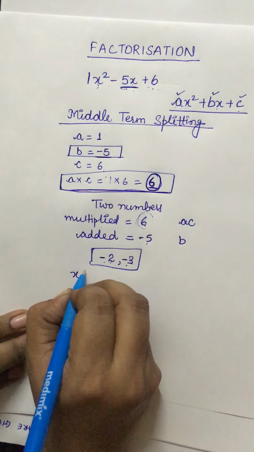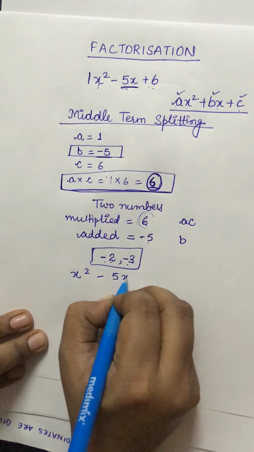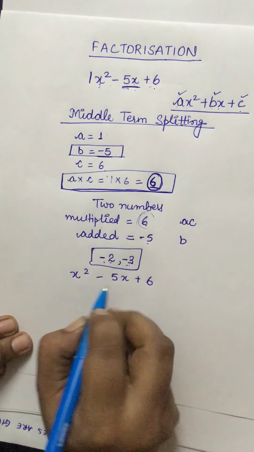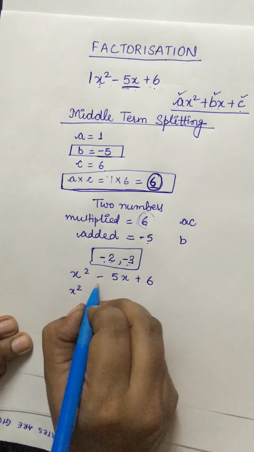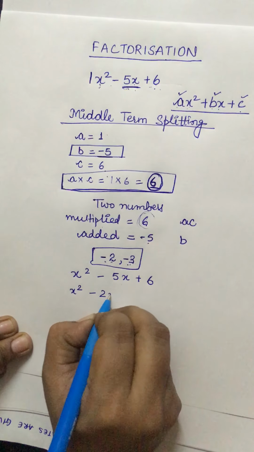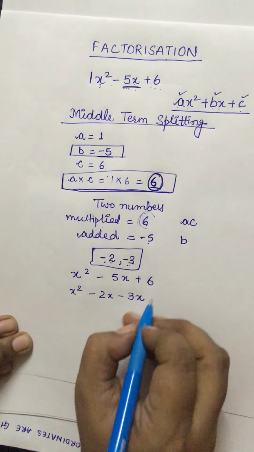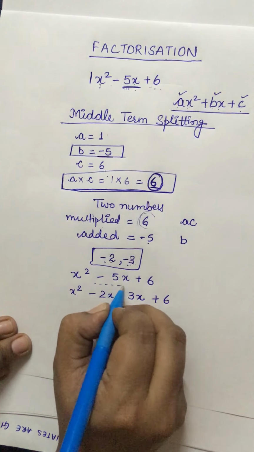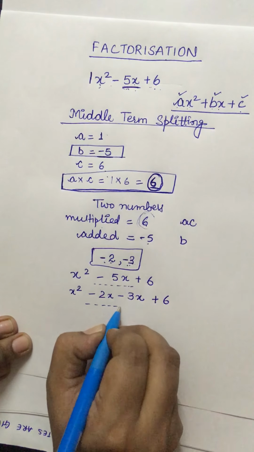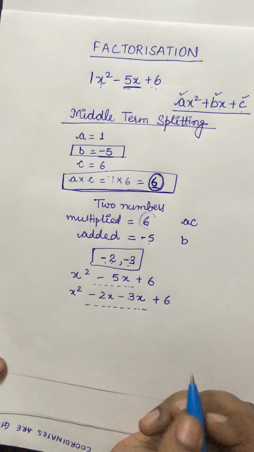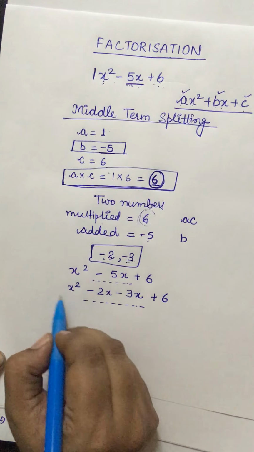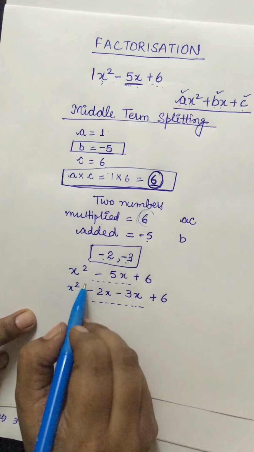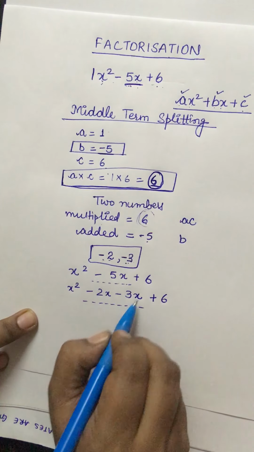Now let us rewrite the polynomial x square minus 5x plus 6. Now using minus 2 and minus 3, we will split this middle term. So x square minus 5x can be written as x square minus 2x minus 3x, right? And then again plus 6 will come. So what we have done here is, minus 5 has been split into two terms, minus 2 and minus 3 here, right? You can see there is no effect of doing this, since if we solve it, we will come back here only. So there is no effect of splitting the middle term.